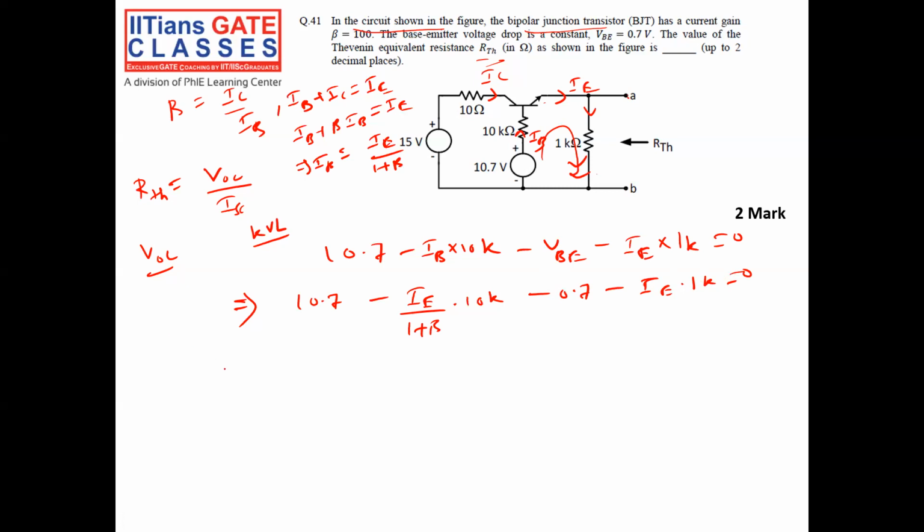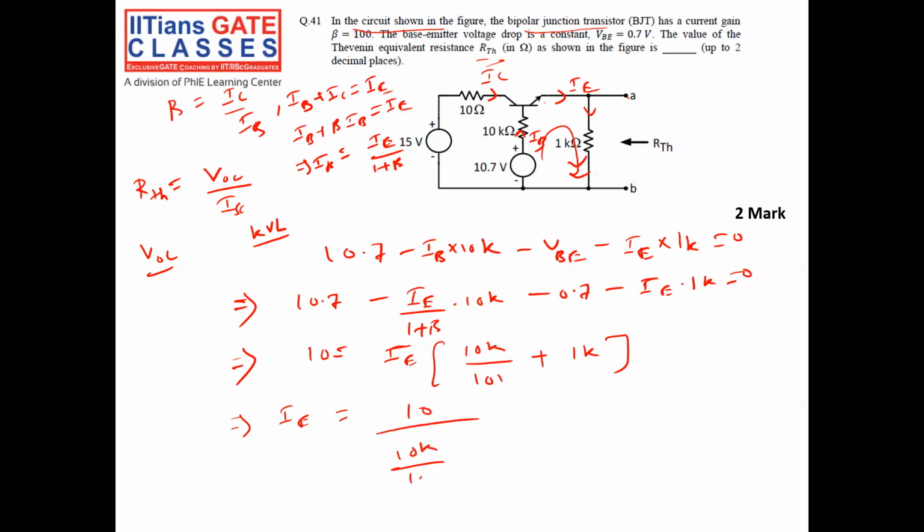Right? So this implies 10.7 minus 0.7, that is 10 volt, is equal to IE into 10k by 1 plus beta. Beta is 100, so 1 plus beta is 101, plus 1k. Clear? So what is IE? IE is equal to 10 volt divided by 10k by 101 plus 1k. Clear? So let us calculate that one.